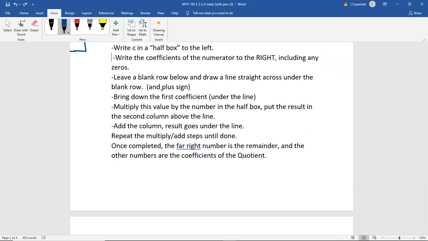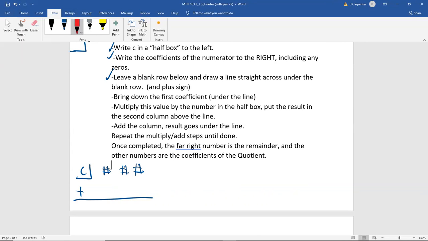So what I'm saying is you're going to end up having something like this: some half box where your C is there. You'll have your coefficients of the polynomial here. So you'll have a number here, a number here, a number here, and it could be 3 or 4 or 5 or 10 of these numbers. You leave some blank space here, and then you just draw a line below it. And some people like to put a plus sign there. You don't have to, but it will be implied otherwise. So write the C in the half box. That's this step. Check. Write the coefficients to the right of it. Check. Leave a blank row, draw a straight line under it, and a plus sign. Check. So that's what we've done so far.